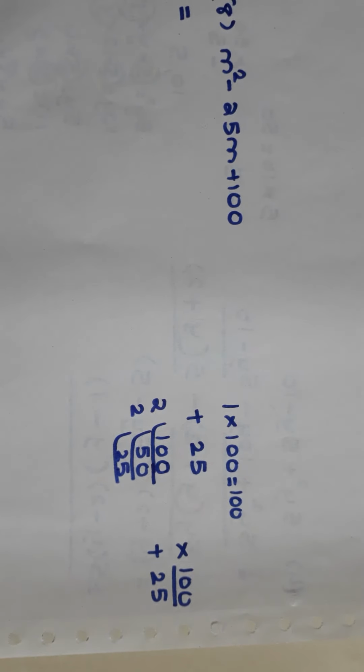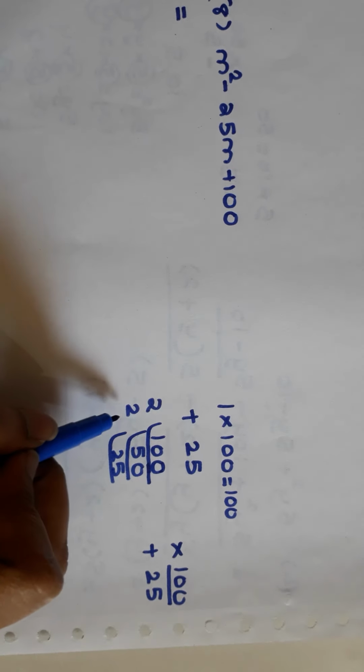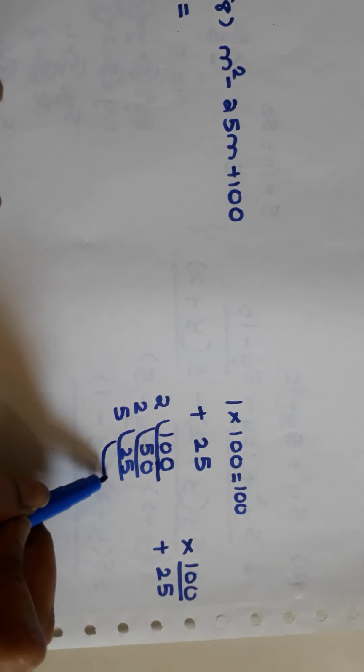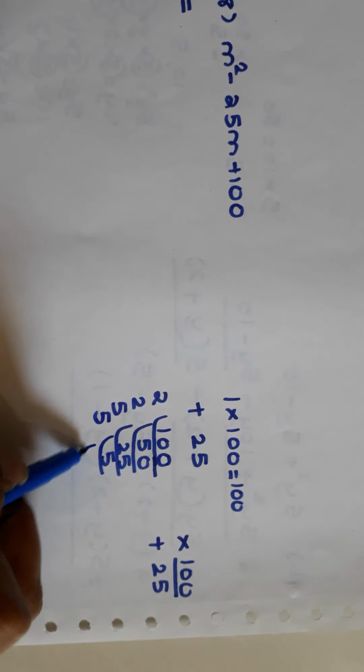25 is not divisible by 2. So we take the next prime number after 2, 3. But 25 is not divisible by 3 also. So we take the next prime number after 3, that is 5. 25 is divisible by 5. So take 5. Again 5 is divisible by 5. 1.